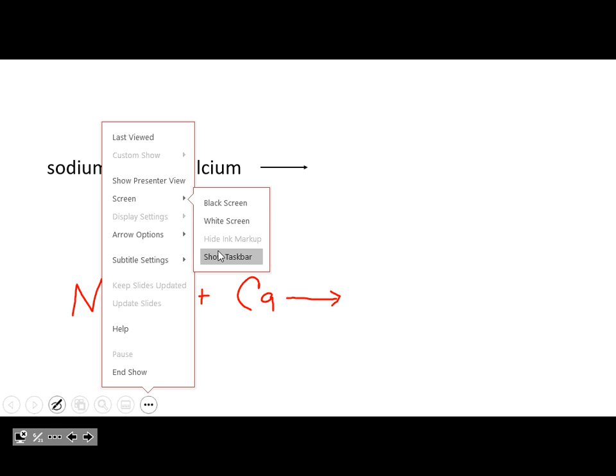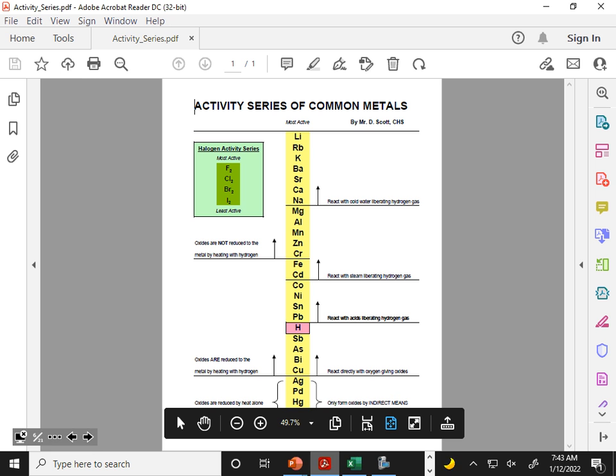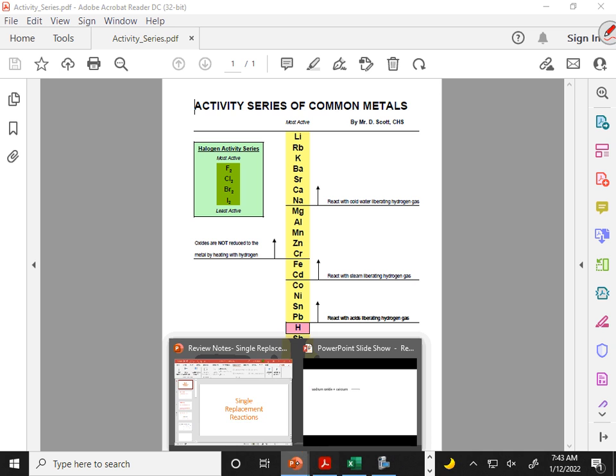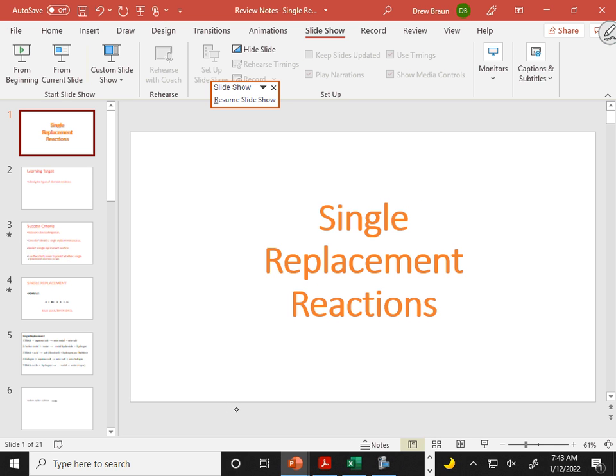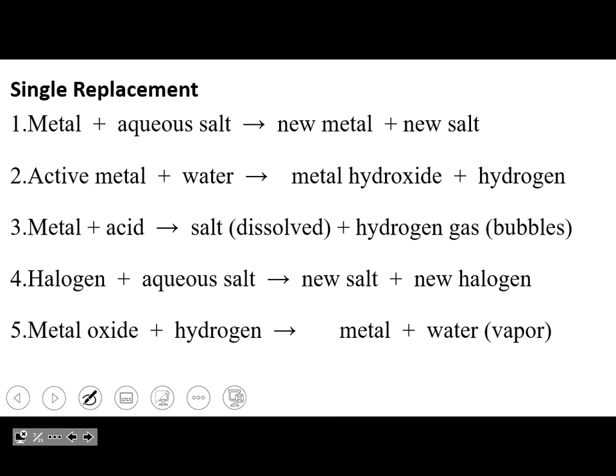Now I am going to come up to my activity series. Well, actually, let's not do that quite yet, because we have to decide which one of these reactions it is.